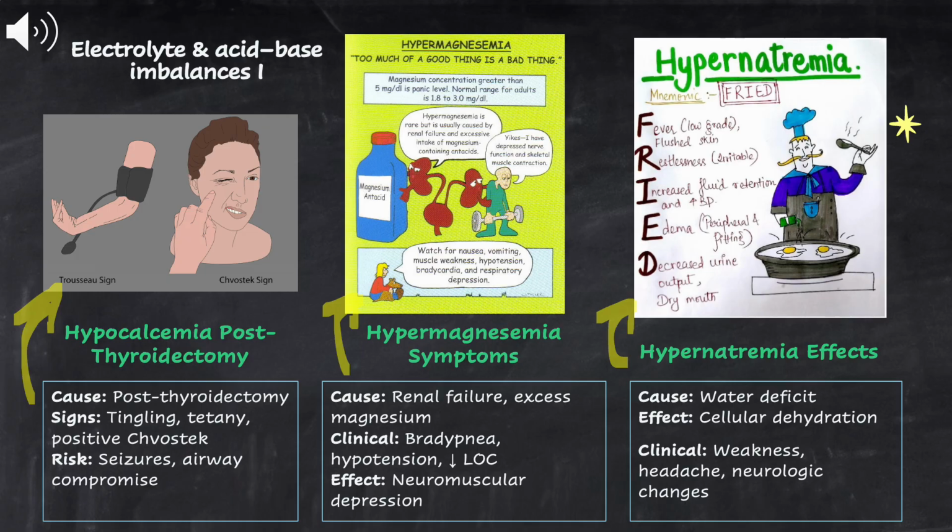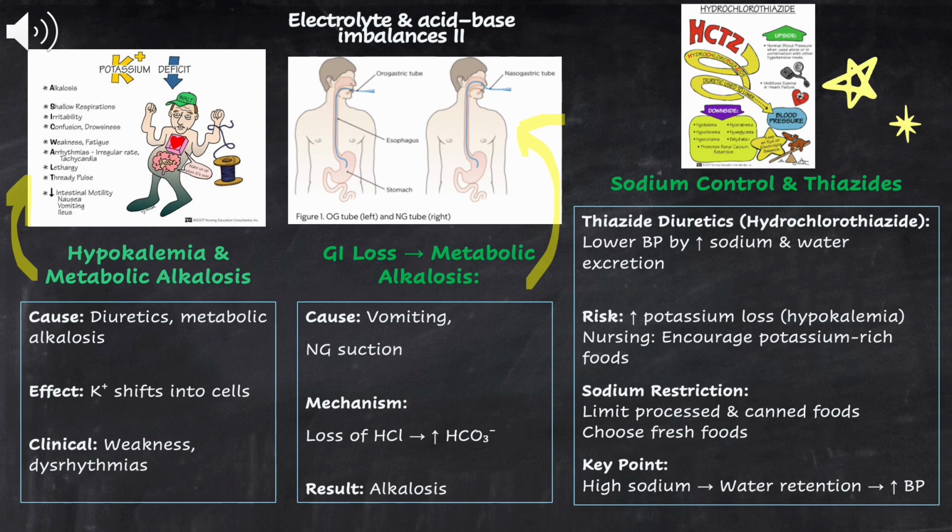Clinical signs include weakness, headache, and neurologic changes. In summary, post-thyroidectomy patients are at risk for hypocalcemia. Renal dysfunction can lead to hypermagnesemia, and water deficit causes hypernatremia with neurologic symptoms. Now let's continue with additional electrolyte and acid-base imbalances.